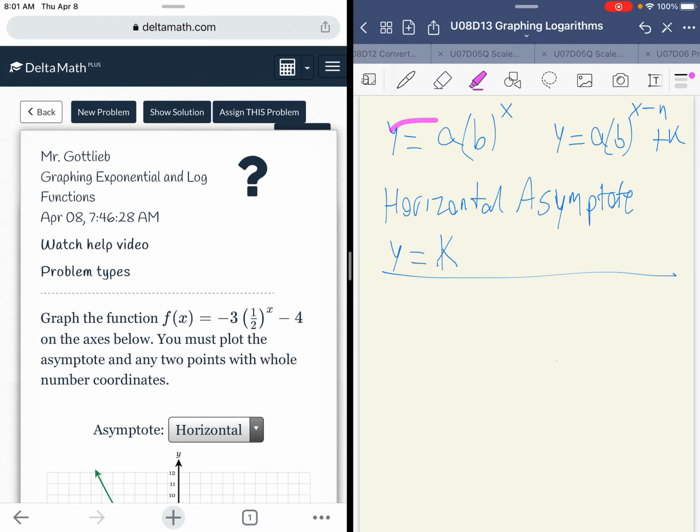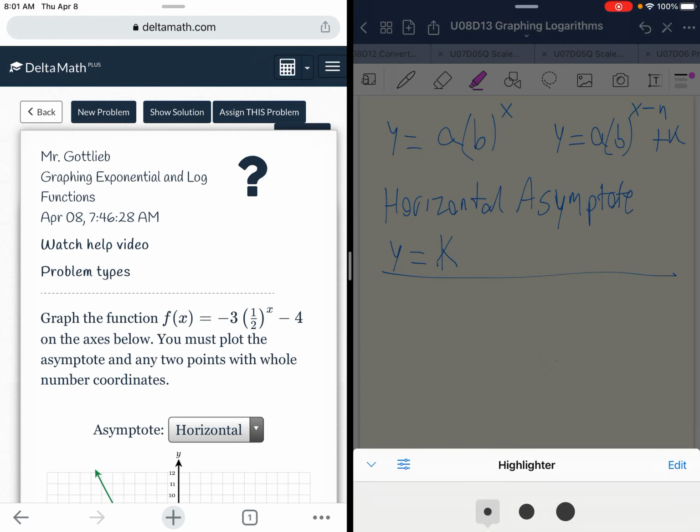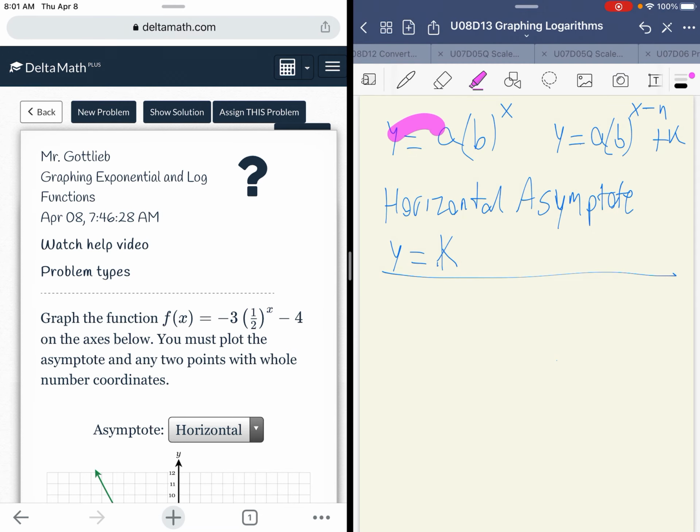Firstly, the exponential function is y equals a times b to the x power, where a is our y-intercept and b is our scale factor. So looking at the example we have here, we have a y-intercept of -3 and a scale factor of 1/2, meaning this graph is decreasing.